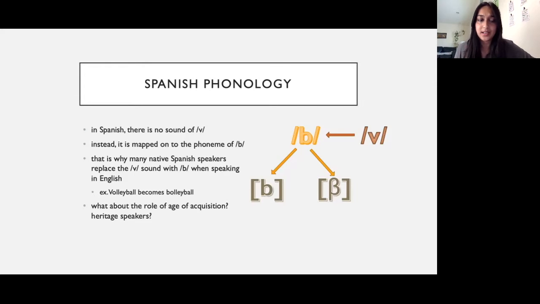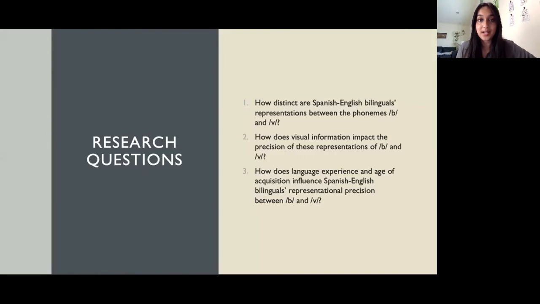So in this case, individuals who are raised in America where we speak English, but they were raised in a Spanish speaking household. And so this leads into my research questions: how distinct are Spanish English bilinguals' representations between the phonemes B and V? How does visual information impact the precision of these representations of B and V? And lastly, how does language experience and age of acquisition influence Spanish English bilinguals' representational precision between B and V?